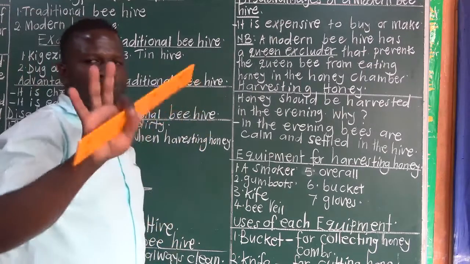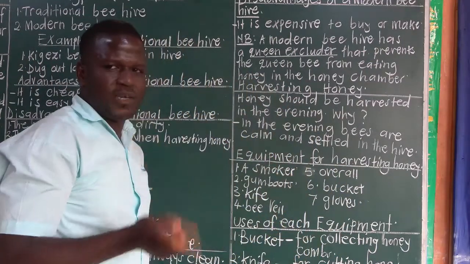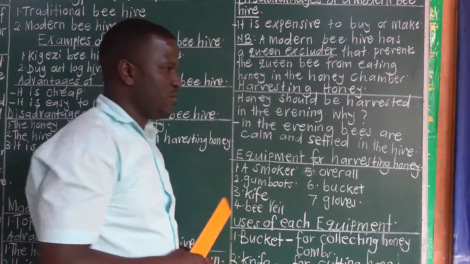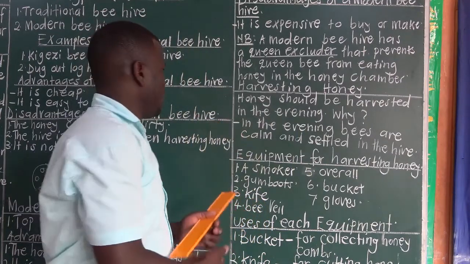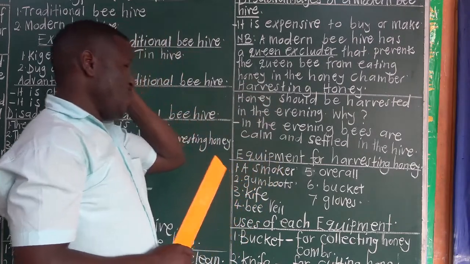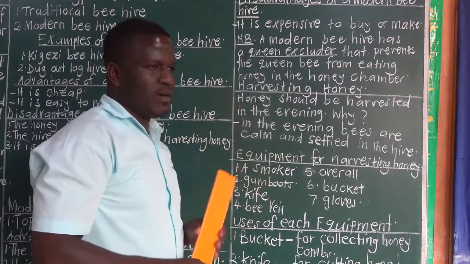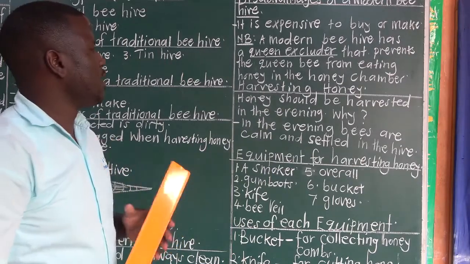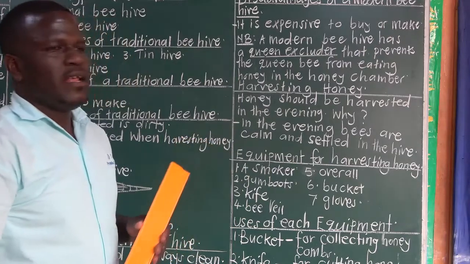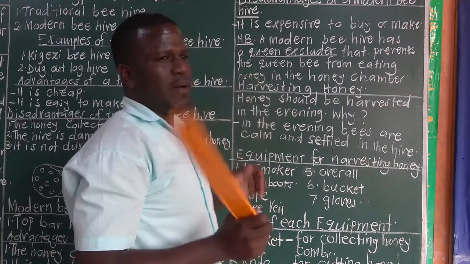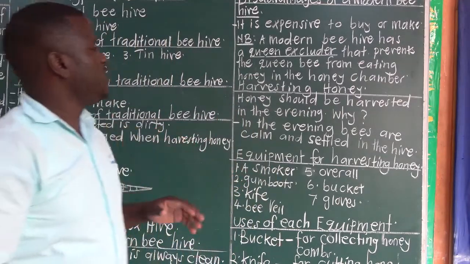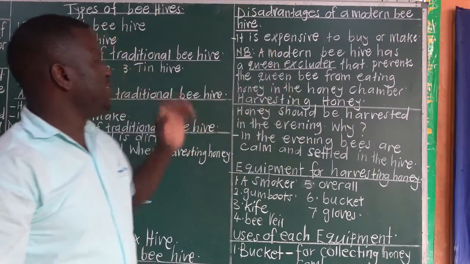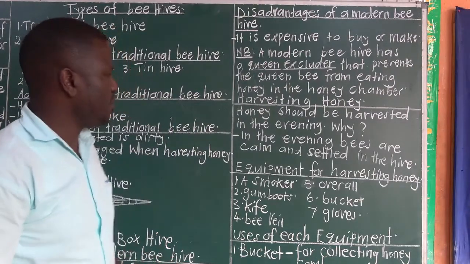A modern beehive has two chambers. It has a honey chamber and a brood chamber. A honey chamber is where worker bees make honey from. Then a brood chamber is where the queen bee lays eggs. Those are the two chambers found in a modern beehive. Then the structure that separates the brood chamber and the honey chamber is called a queen excluder. So this structure prevents the queen bee from eating honey in the honey chamber.